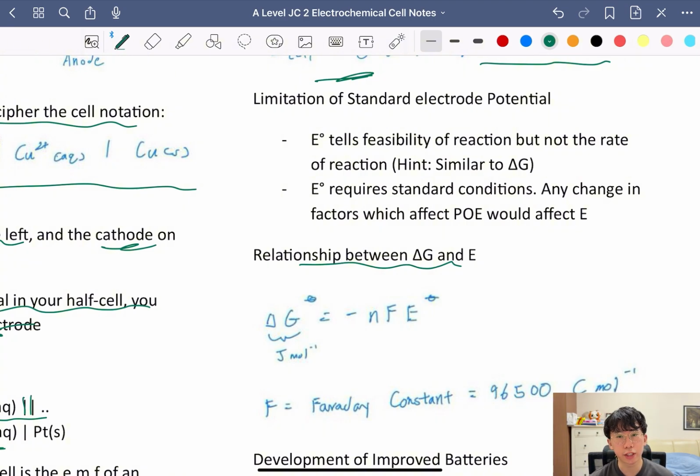But what are some of the limitations of using your standard electrode potential to determine feasibility? Well, you can tell feasibility, but again, similar to delta G actually, you cannot tell the rate of the reaction. You can't tell the kinetic properties of the whole reaction, right? And again, your E0 requires very standard conditions. So if there's any change to the standard conditions, right, definitely it will affect the E0 value.